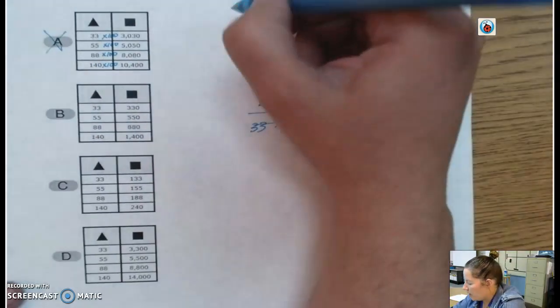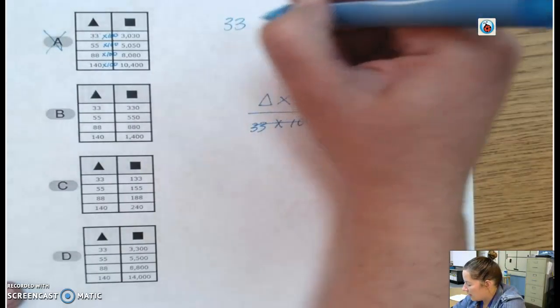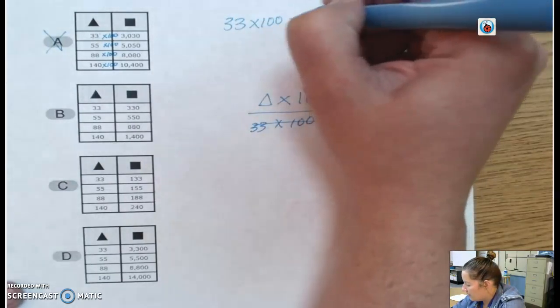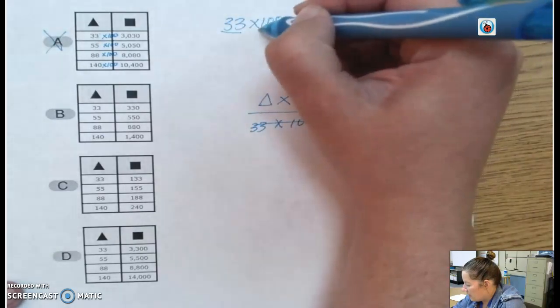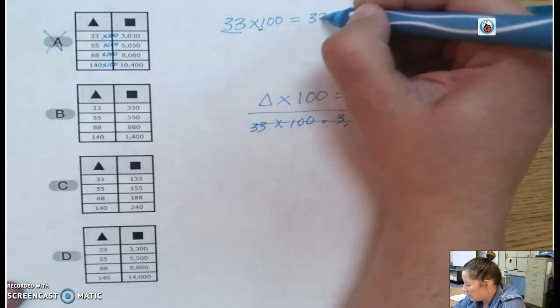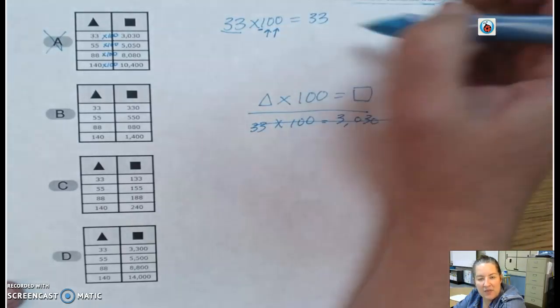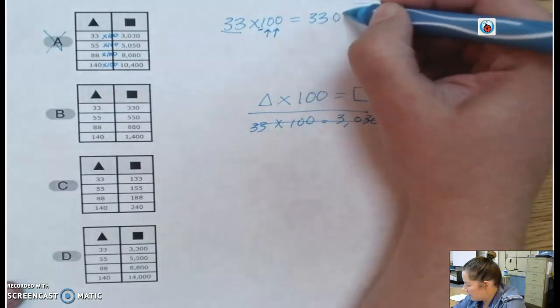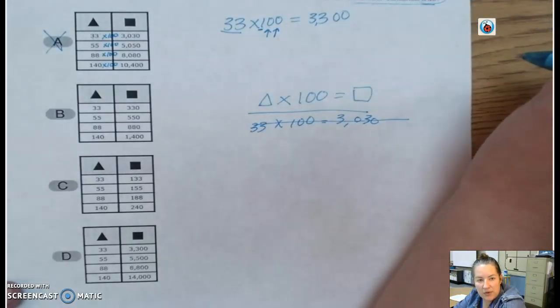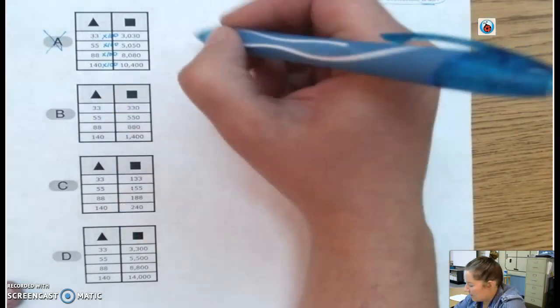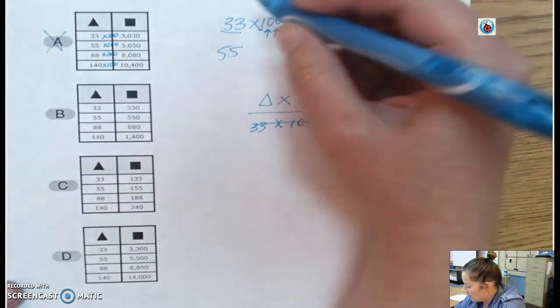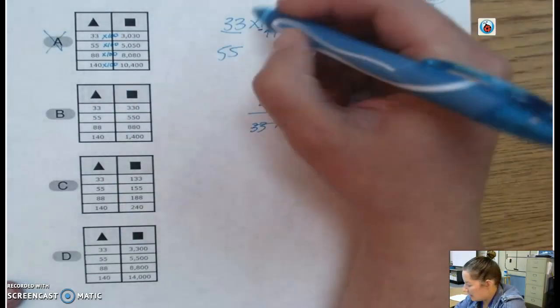No, that doesn't work. Remember when we did our trick for times 100, okay, 33 times 1 is still just 33. And then I'm going to add however many zeros I have in the problem. So I need to add 2 zeros. So 3,300. Look, all the numbers are the same. So I'm just going to go ahead. All right, let's do 55. It's asking us to times it by 100.